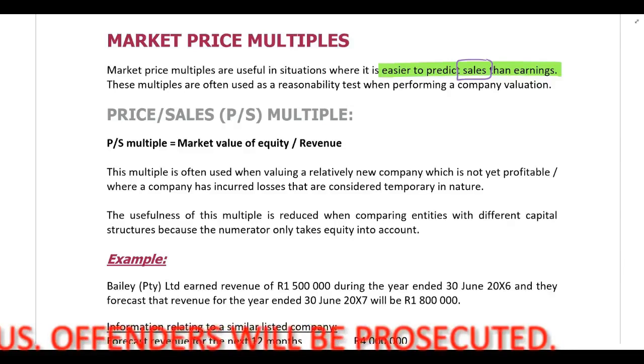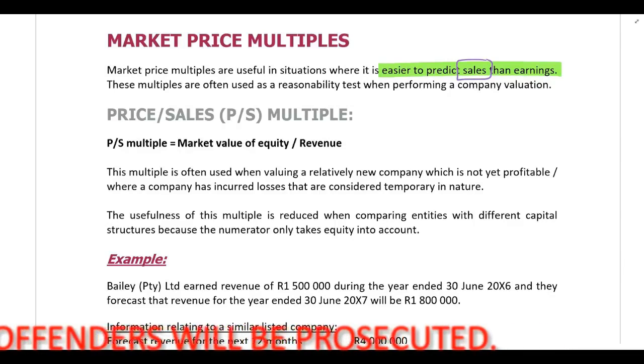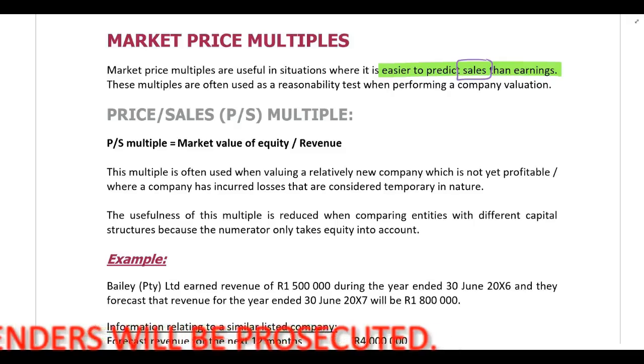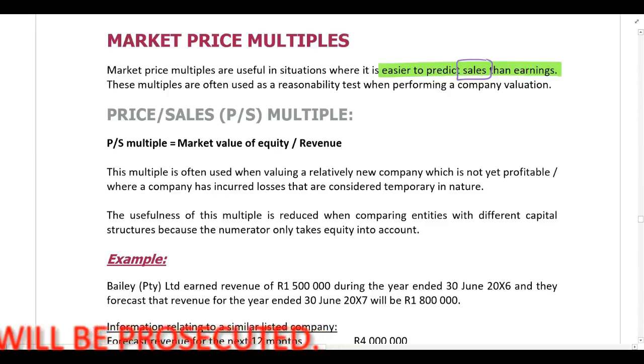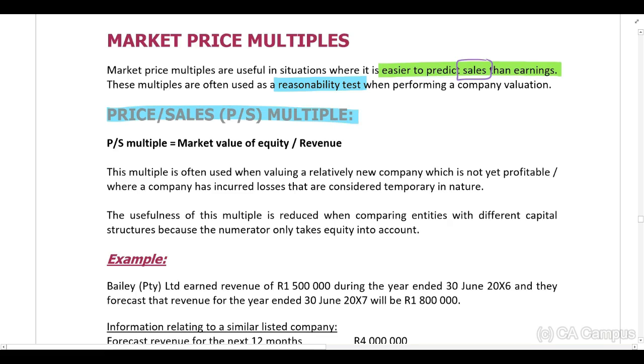So if they're making a loss, we can't use earnings, because if you go back to the criteria for earnings, your future earnings must be maintainable and positive. So in a situation like that, we can also use sales instead of earnings. Market price multiples are also commonly used as a reasonability test. So the first market price multiple we are going to look at is the price to sales multiple.